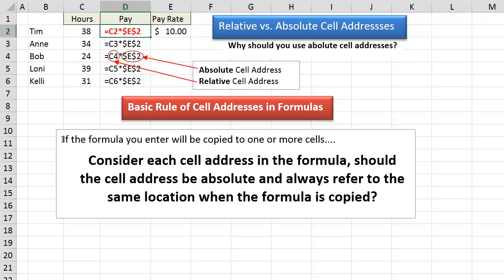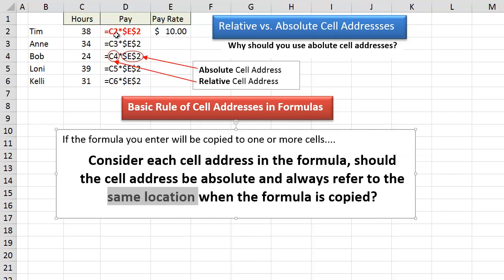So you only need to consider this absolute business when you're talking about copying a cell with a formula in it. So if you're going to do the copy, that's the big question, you then need to consider each cell address in your formula. And you have to ask one question: should the cell address be absolute? Always referring to the same exact location.